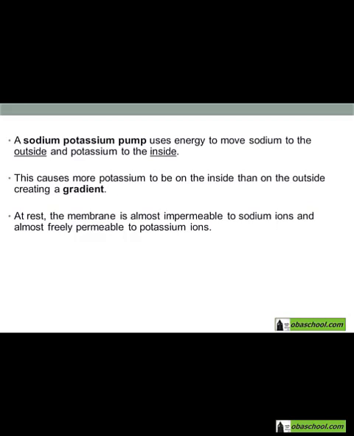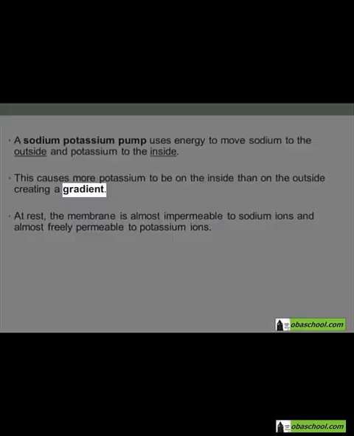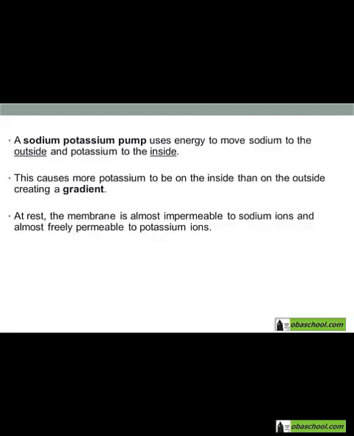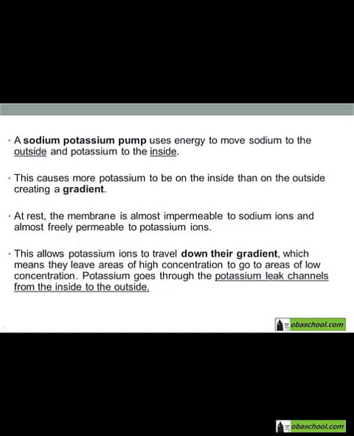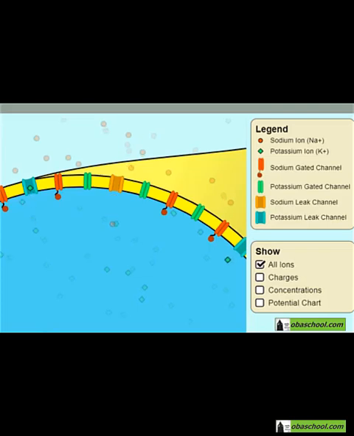This allows potassium ions to move according to their gradient. This means they will go from places of high concentration to places of low concentration. Potassium ions travel down their gradient. They will leave the inside of the axon through the potassium leak channels to the outside.